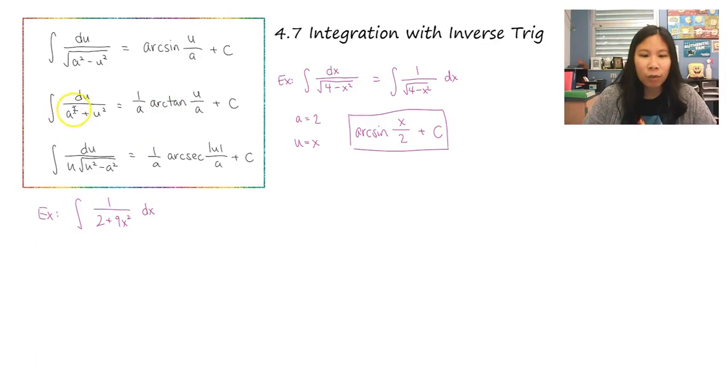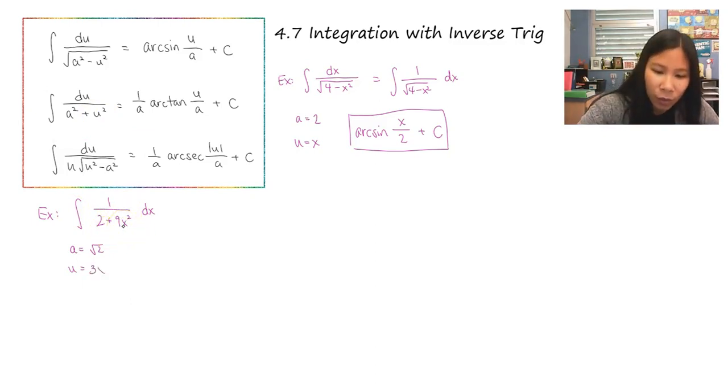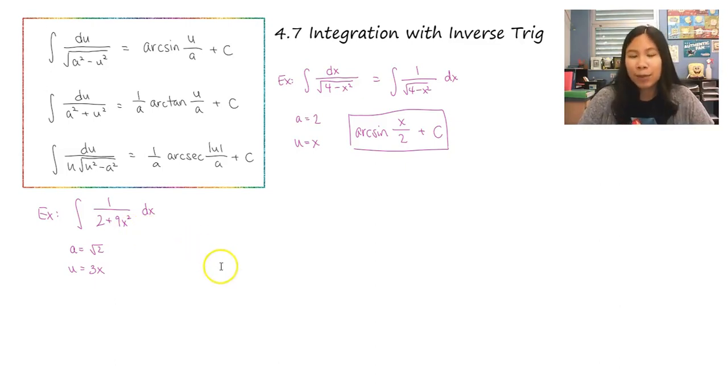So we need to figure out what's a and what's u for us. In this problem, a should be whatever gets squared to equal 2. So that would be the square root of 2. And then u for us would be whatever gets squared to equal 9x squared. So I can square 3x, and then that'll give me 9x squared.